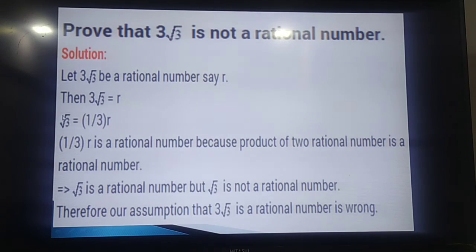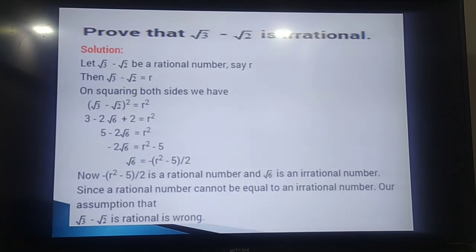It means that these two can be equal if and only if r is irrational, but we have already taken that r is rational. So it contradicts. If root 3 were rational, then this must be equal to a rational, but r by 3 is rational and root 3 is irrational, so both are not equal. It means that 3 into root 3 is not equal to a rational number. So our assumption that 3 into root 3 is rational is wrong.